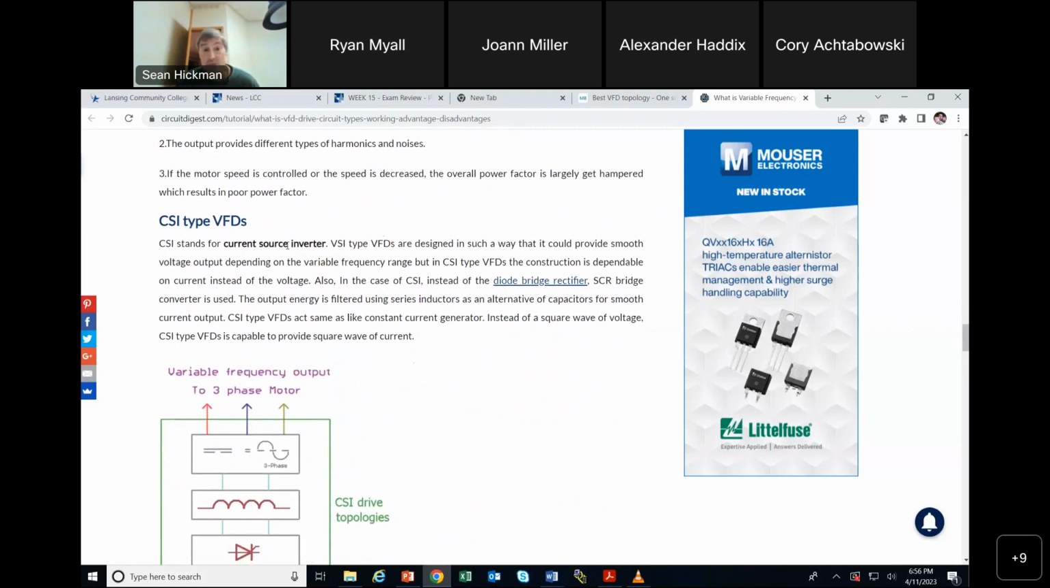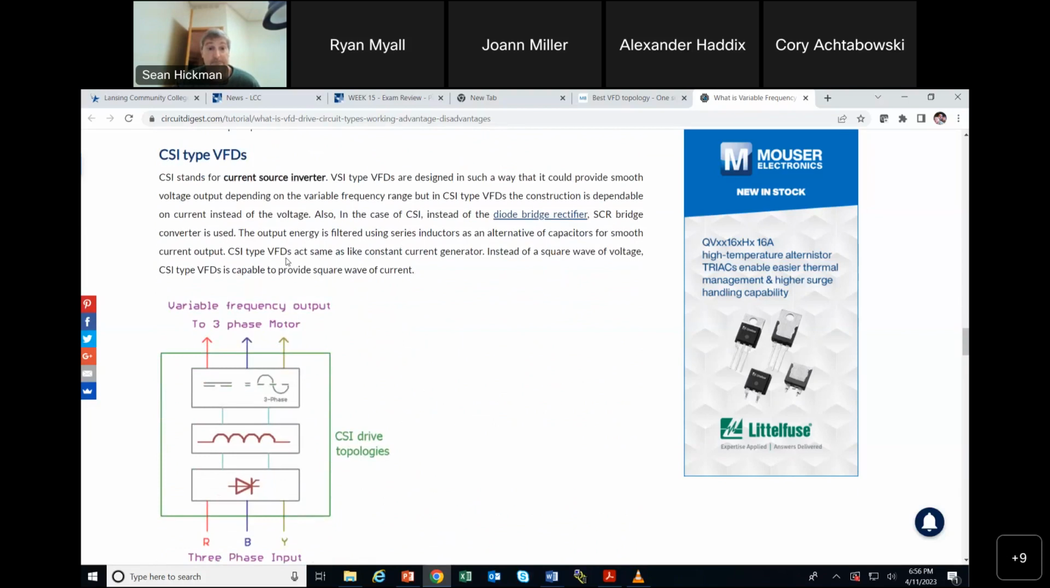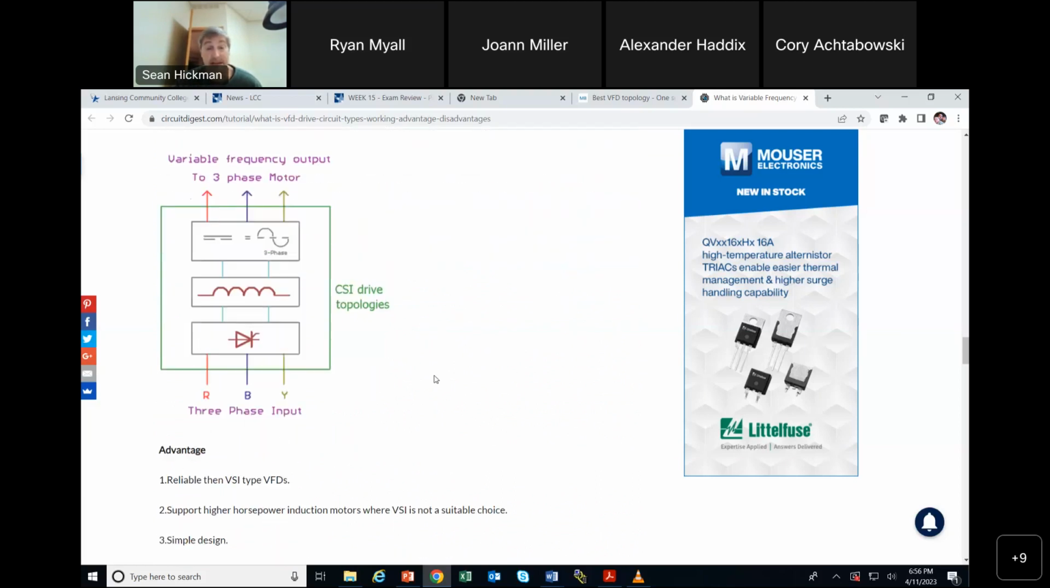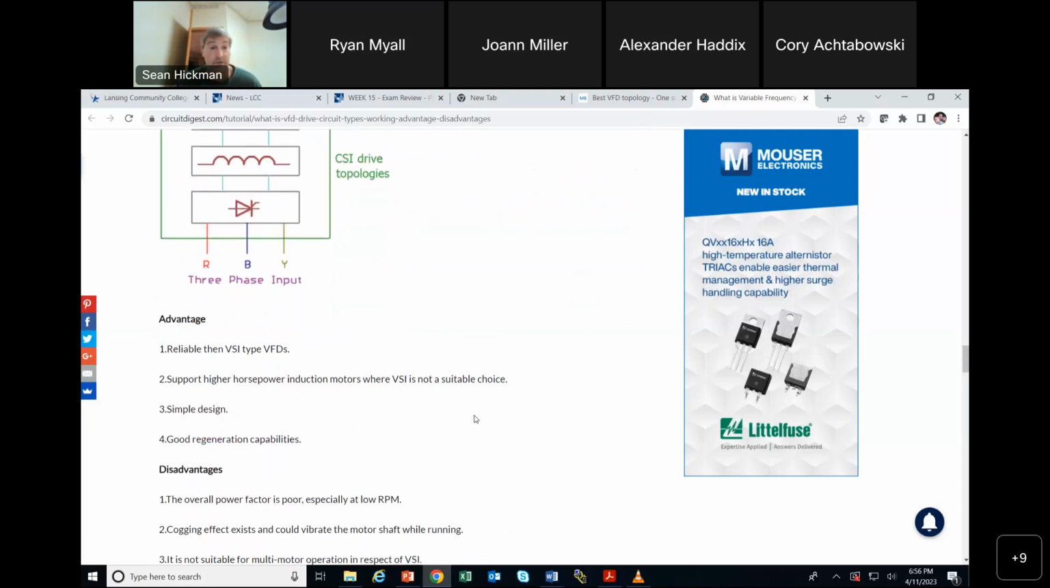Here's a current source inverter. I don't see these as much, all right? But once again, the VFD acts like a constant current generator. Instead of a square wave voltage, it's capable of providing a square wave current. We'll go over it some more. I'm not going to dive all the way into this one. This one's a little more complicated, the way the current source inverter works.